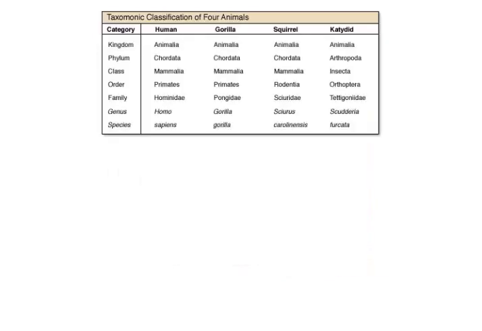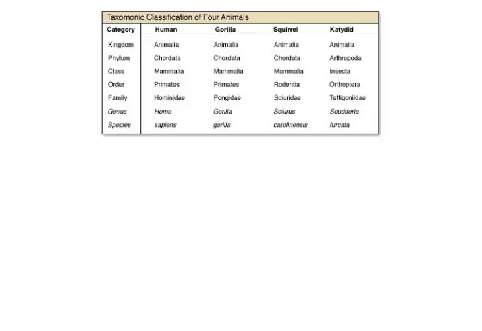Taxonomy is the branch of biology that classifies and names organisms. Classification involves assigning organisms to groups whose members are more closely related to one another than to members of other groups. These groups are progressively more inclusive, with the broadest category being the kingdom.